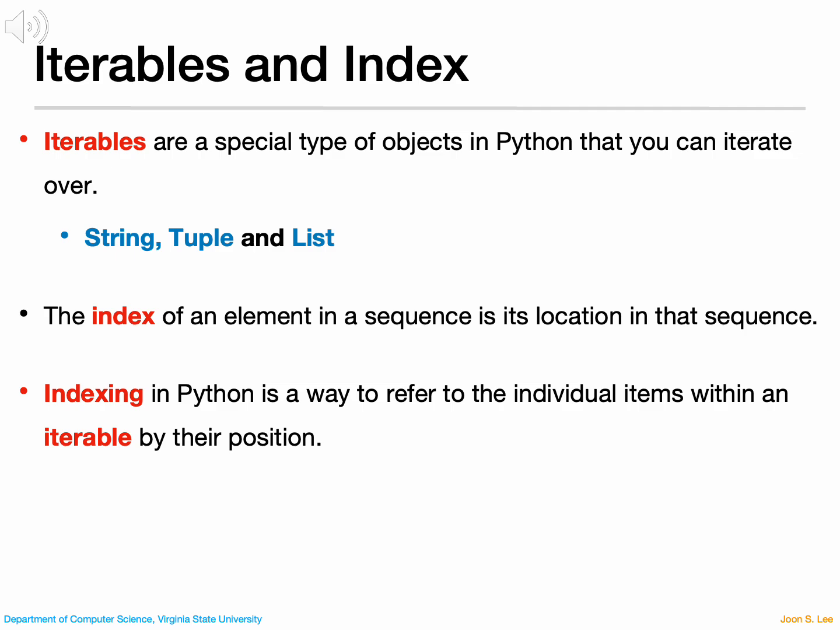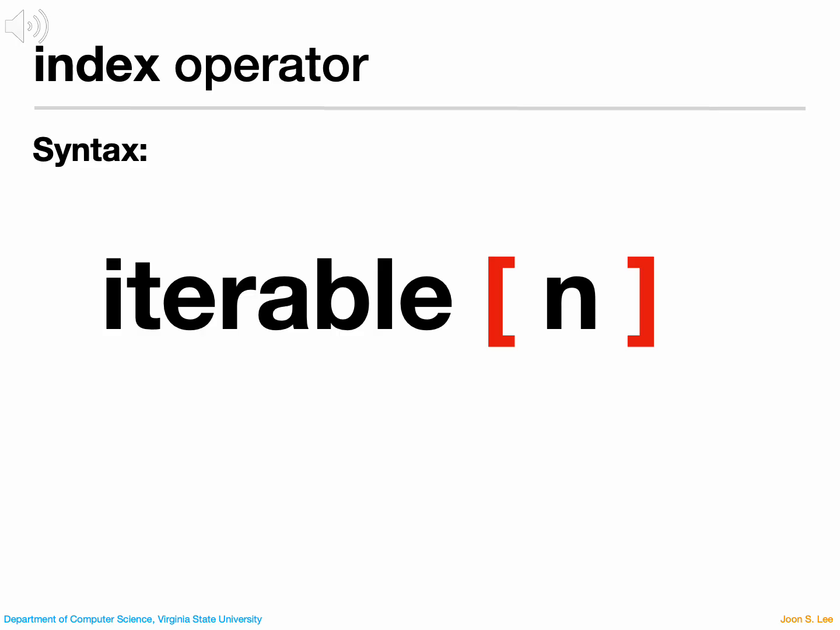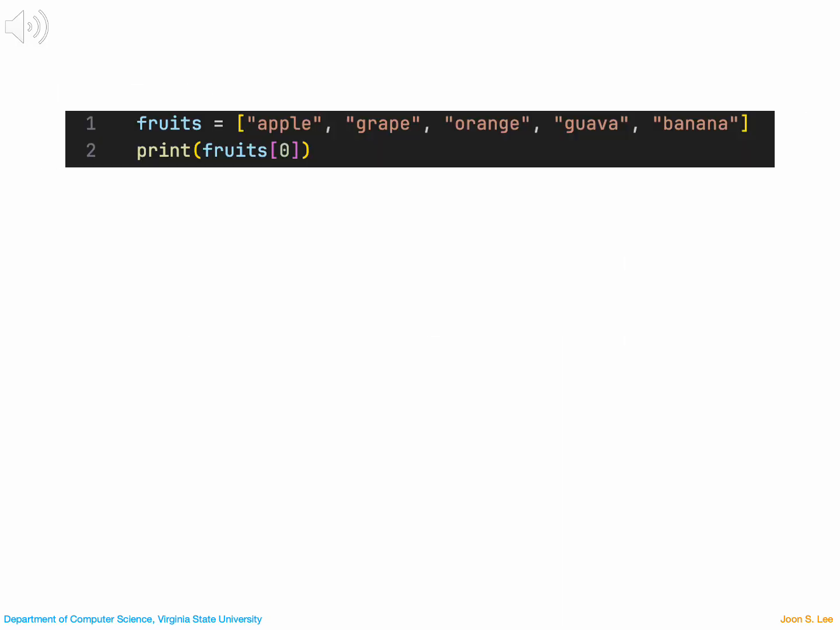Indexing is the way we use those positions to access individual elements. This concept is very important because slicing is built directly on top of indexing. Once we understand how indexing works, slicing becomes much easier to understand. The syntax for indexing is very simple. We use square brackets after an iterable, and inside the brackets we place the index number. So when you see something like iterable[n], it means we are accessing the element at position n. This allows us to retrieve a specific item from a sequence, such as a character from a string or an element from a list. Let's look at a simple example of indexing in action.